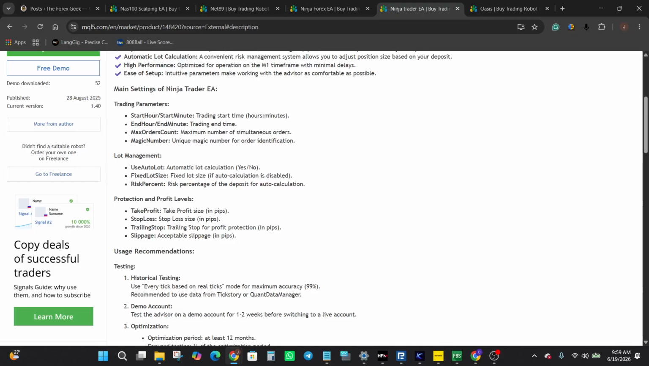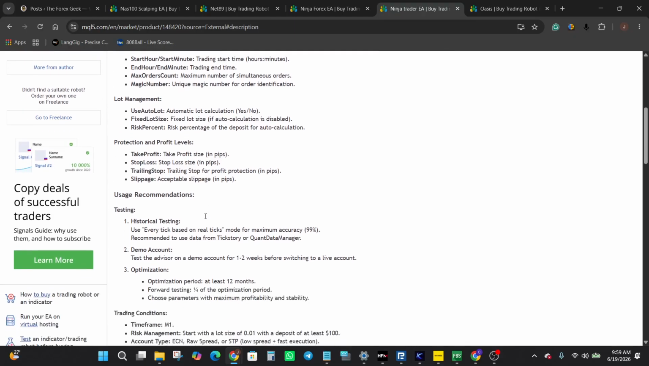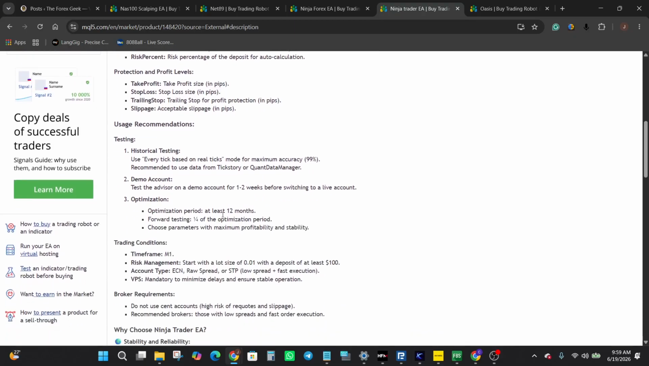Now, moving down to the usage recommendations, the developer specifies that the EA is optimized for the M1 time frame. For account setup, the recommendation is to start with a minimum deposit of $100 and a lot size of 0.01. The marketplace page also recommends using ECN, raw spread, or STP accounts where spreads are low and execution speeds are fast.